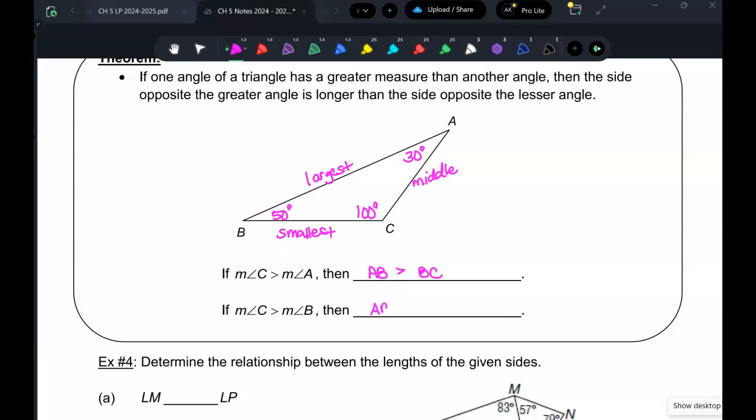And then this one, if the measure of angle C is greater than the measure of angle B, then AB is greater than AC. Wait, is it greater? No, it eats the big one. Yeah. And if they're going to alligator, BC is small and small.